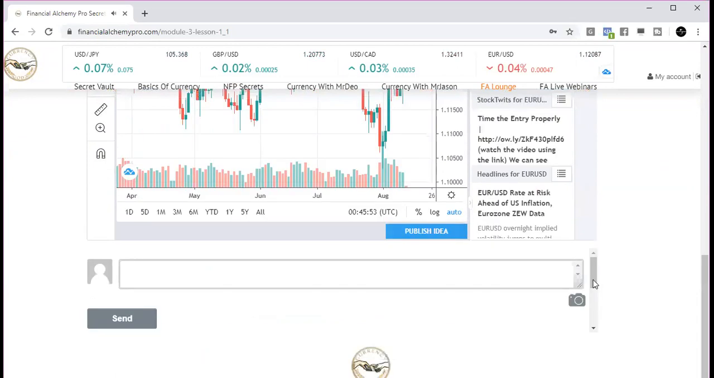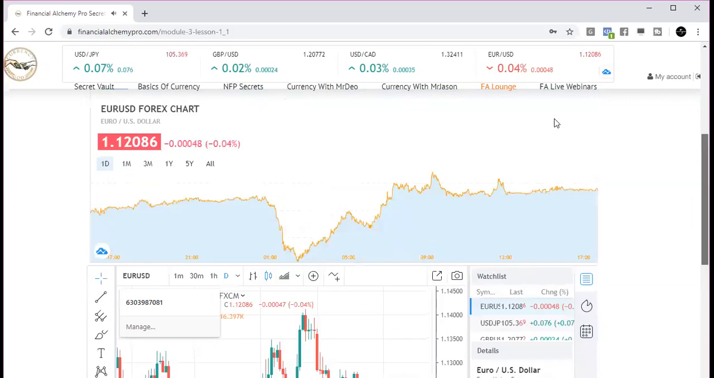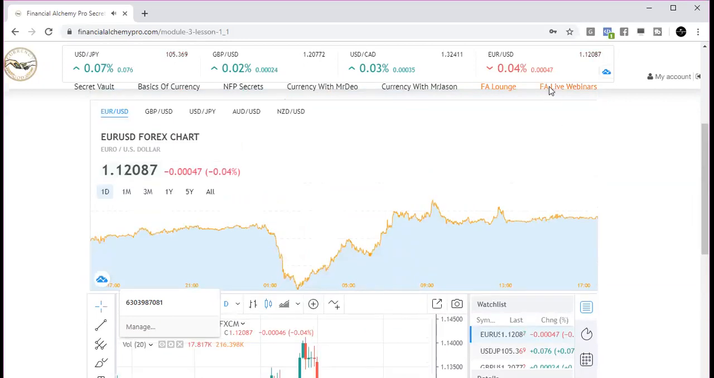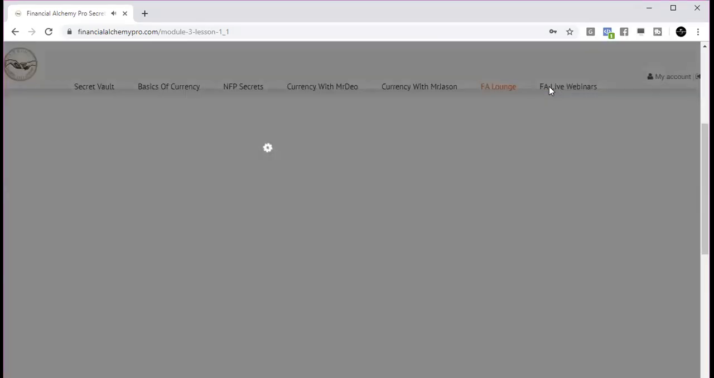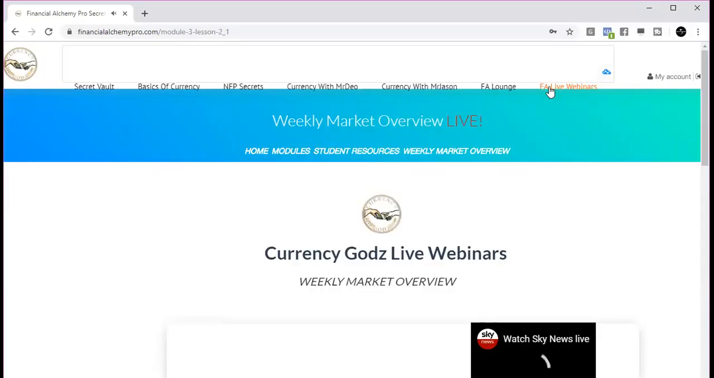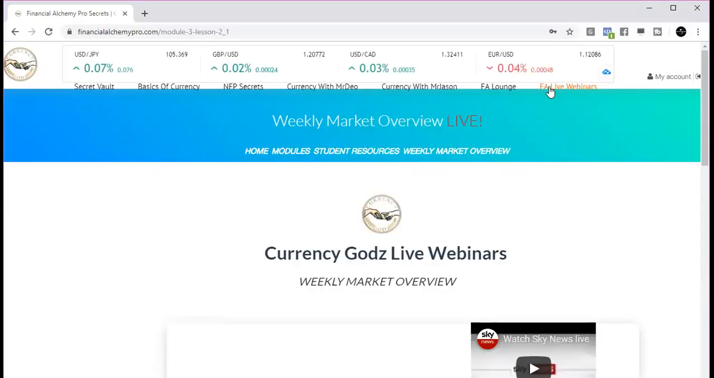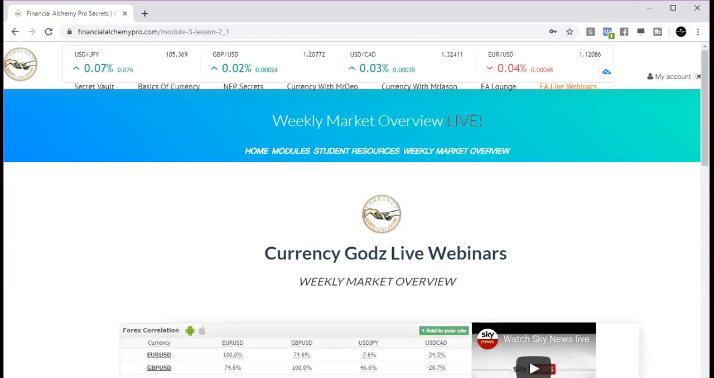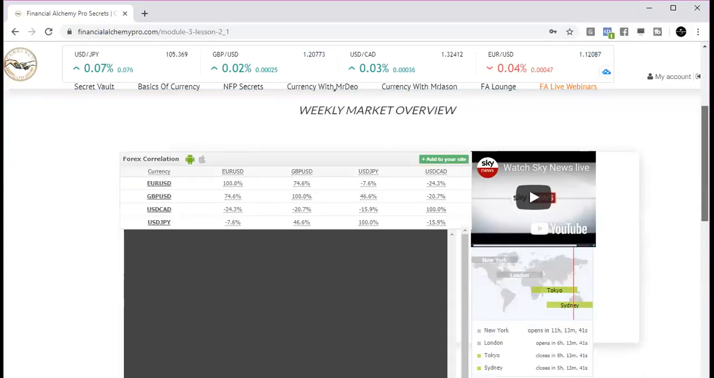You can post your setups down here. So you'll be able to add the setup, obviously post a picture in there. Then we'll be able to see those setups as well. And the most important tab is the FA Live Webinars. Now, sometimes we will stream through FA Live Webinars tab, so it might not be a Zoom link that goes out. But also what's going to be in this FA Live Webinars tab is the replay. So tonight's replay, you'll be able to watch it down here.